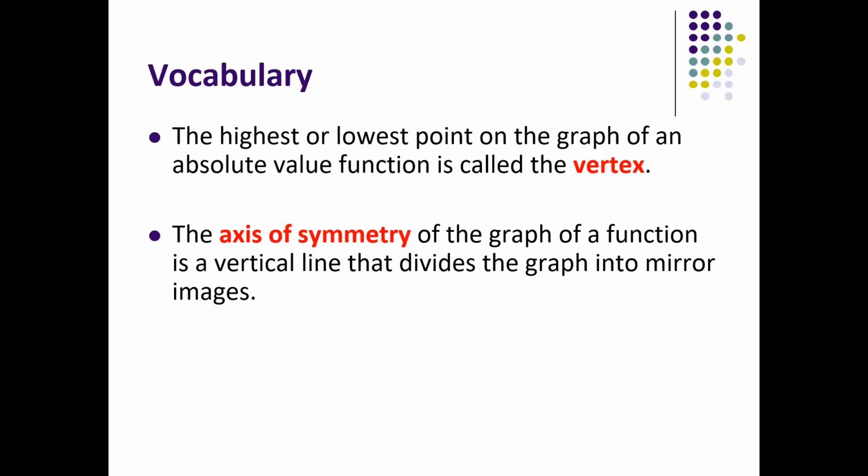Here's some more vocabulary terms. The highest or lowest point on the graph of an absolute value function is called the vertex. The axis of symmetry of the graph of a function is a vertical line that divides the graph into mirror images.